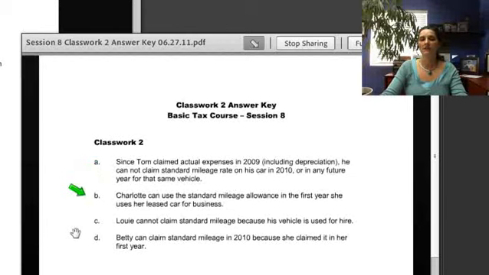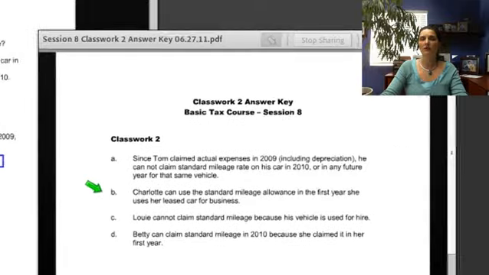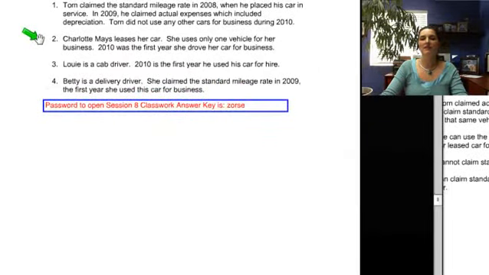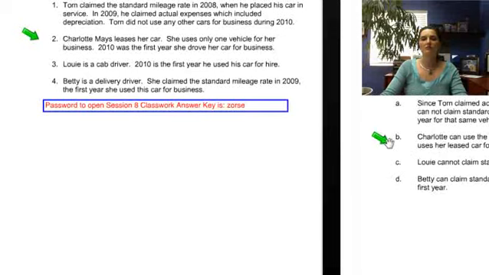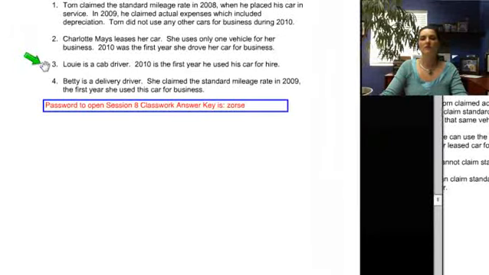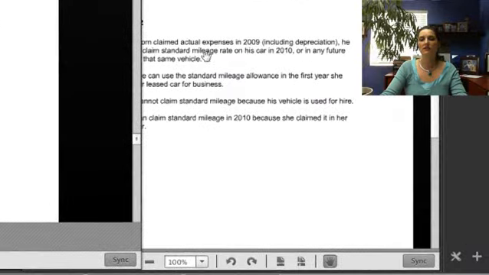Charlotte Mays leases her car. She uses only one car for her business. 2010 was the first year she drove her car for business. Can she use the standard mileage rate? Yes, the answer is she can. Number 3, Louis is a cab driver. 2010 is the first year he used his car for business. No, he cannot claim the standard mileage rate because his vehicle is used for hire.